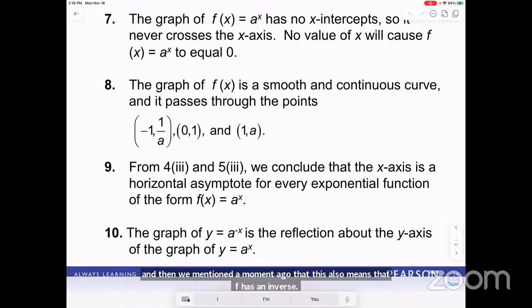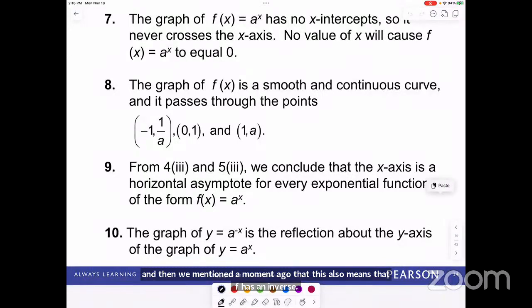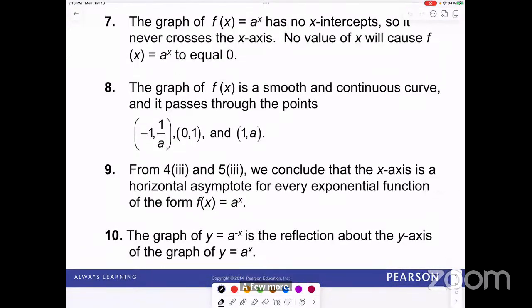A few more. The graph of an exponential has no x-intercepts, so it never crosses the x-axis. No value of x will cause f of x to equal 0. The graph of f of x is a smooth and continuous curve and passes through these three critical points, namely when x is -1, 0, and 1. Those three critical points give you the general shape of your exponential, whether you have exponential growth or exponential decay. It comes in handy when graphing exponentials.